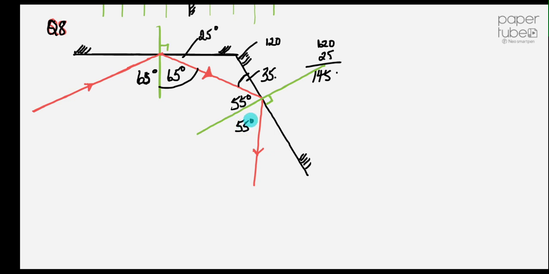Now let's answer the question. Calculate the angle of reflection on mirror B. Answer is 55 degrees. Now there's questions 1 to 8 done. And all the stuff that you need to know is on this video.